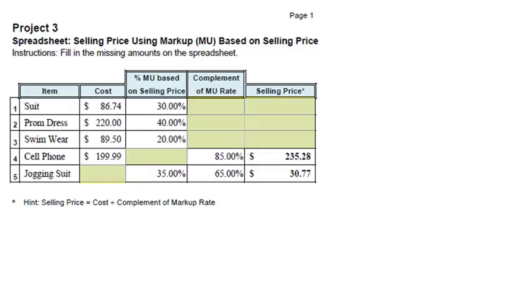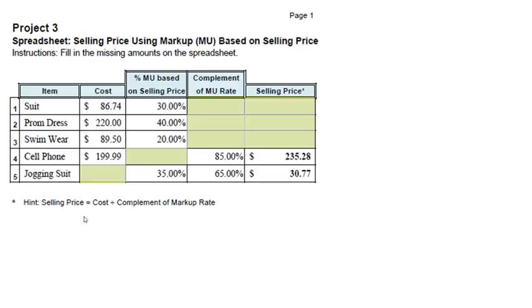Okay, let's take a look at Business Math B Project 3A, page 1. All right, so we're given a spreadsheet. It says we're going to take a look at selling price using markup based on selling price, and we're asked to fill in the missing amounts on the spreadsheet.